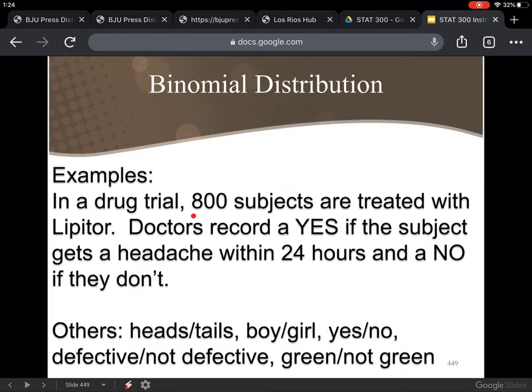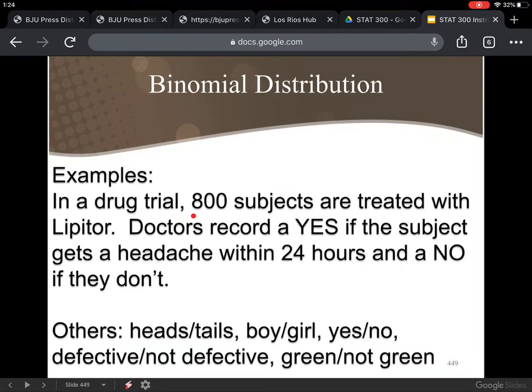S stands for: does the success have the same probability every trial? And yes, that's the case because every single person is given the same Lipitor, the same amount of the drug. And so the probability of a success should be the same every single trial.